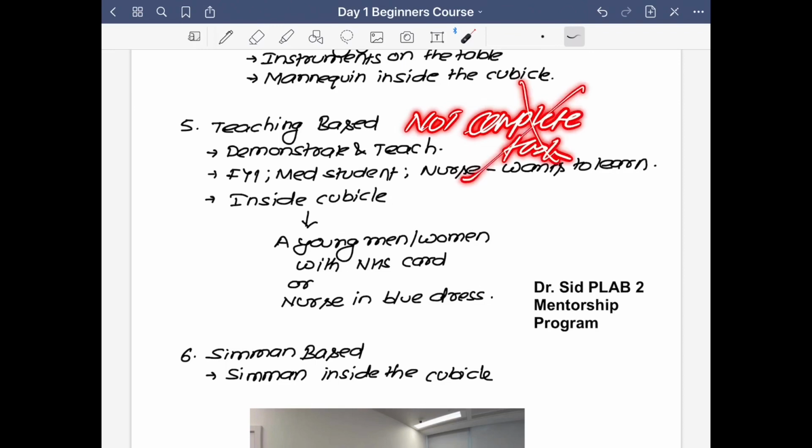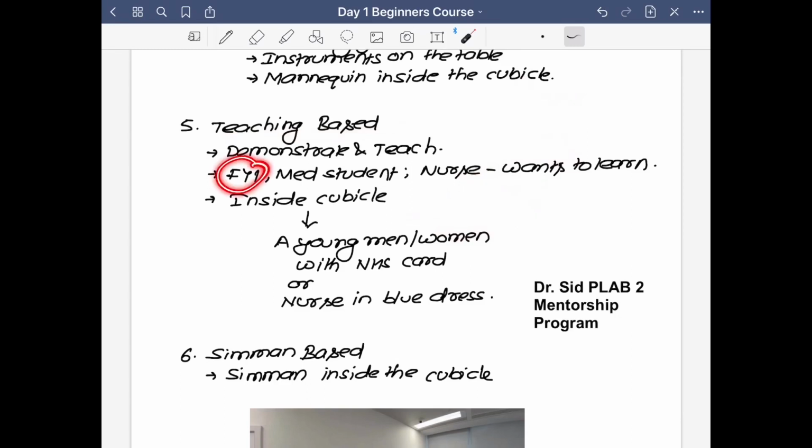Why? Because if you want to rush, if you want to complete everything in those 8 minutes, the examiner will get an impression from you that you are not trying to make someone learn, but you are trying to pass this exam. That is not what you want to do in the teaching based station. Your main job here is to make your colleague know about what you are teaching. So that is the main advantage of identifying the teaching based station.